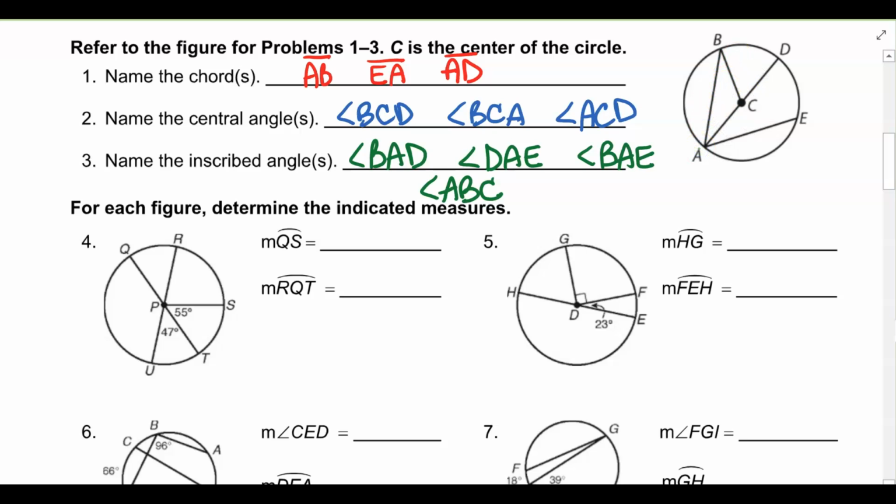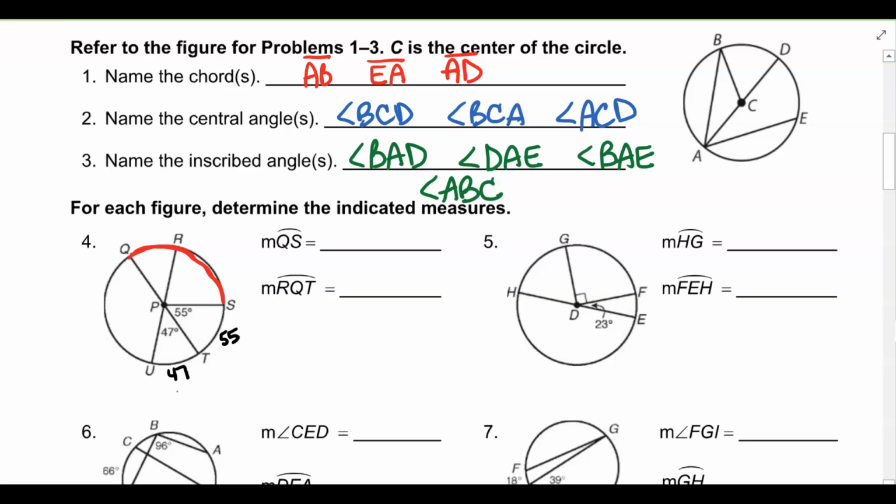Okay, so question 1 and 2 were review, 3 was new. Question 4 and 5 are more review stuff. So on 4, if they're asking for the measure of arc QS, it's important to remember that central angles are congruent to their corresponding arcs. So for example, if this is 55 degrees and this is 55 degrees, that's 47 degrees, and this arc is 47 degrees.